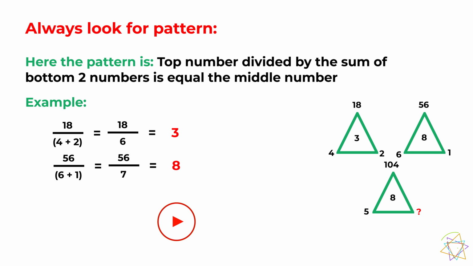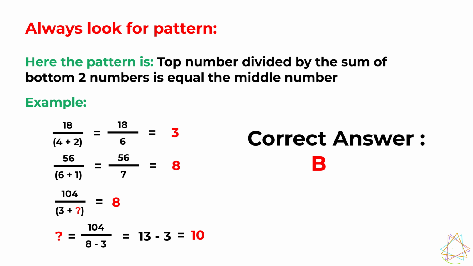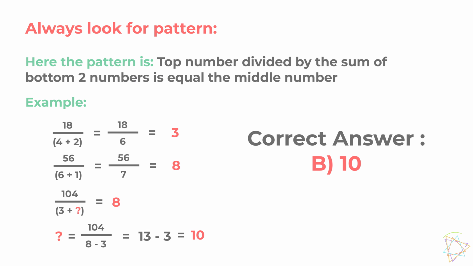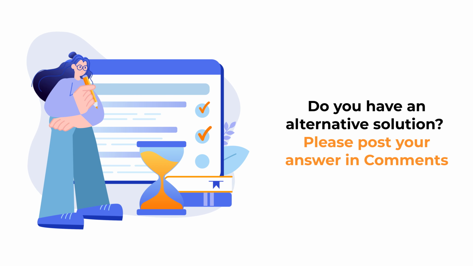Which means that we can build a formula. And our formula will have 104 on the left divided by the value in parentheses 3 plus question mark would be equal to 8, which means that the question mark would be equal to 104 divided by 8 minus 3, which would be an equivalent of 13 minus 3, which would be equal to 10. So the question mark equals 10, and the correct answer is choice B, 10. Hopefully you've nailed this question and now know how to answer similar problems on the test.